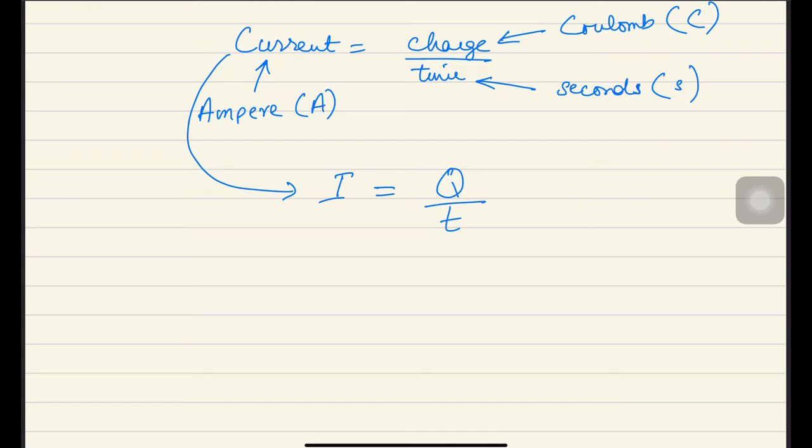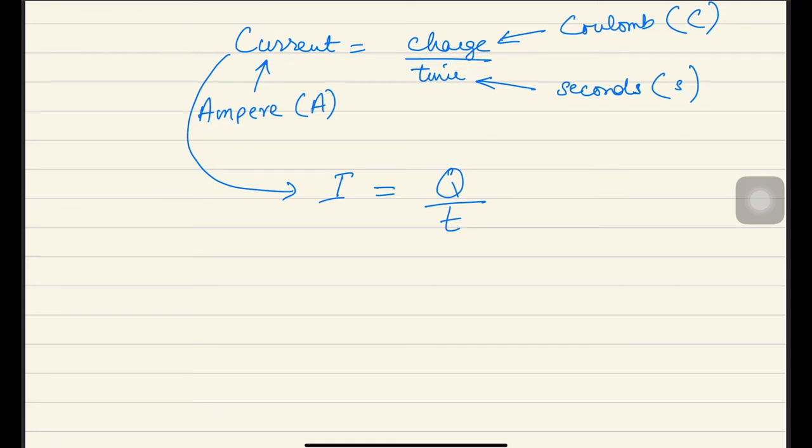The faster the charge flows through an object, the more the current will be, and the slower the charges move through an object, the lesser the current will be. But remember one thing, the electrical current can only pass through the conductor. It does not pass through the insulators.